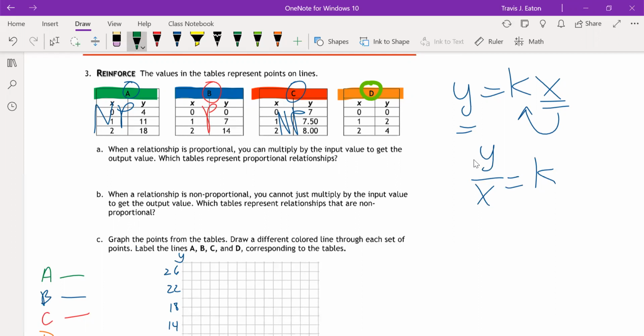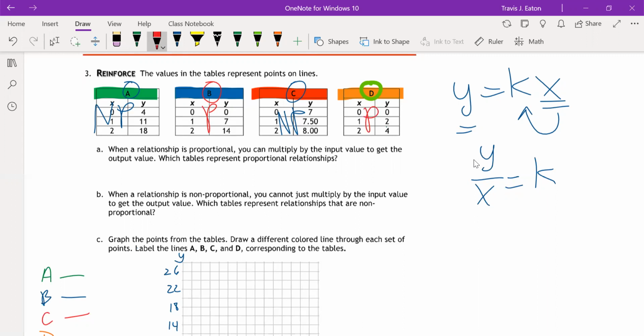These all went through the origin, but they weren't all proportional. So that's worrisome. Let's look at this. 2 divided by 1 is 2. 4 divided by 2 is 2. So far what we're looking at here is every time we divide y by x, we get the same constant. So this one is proportional.